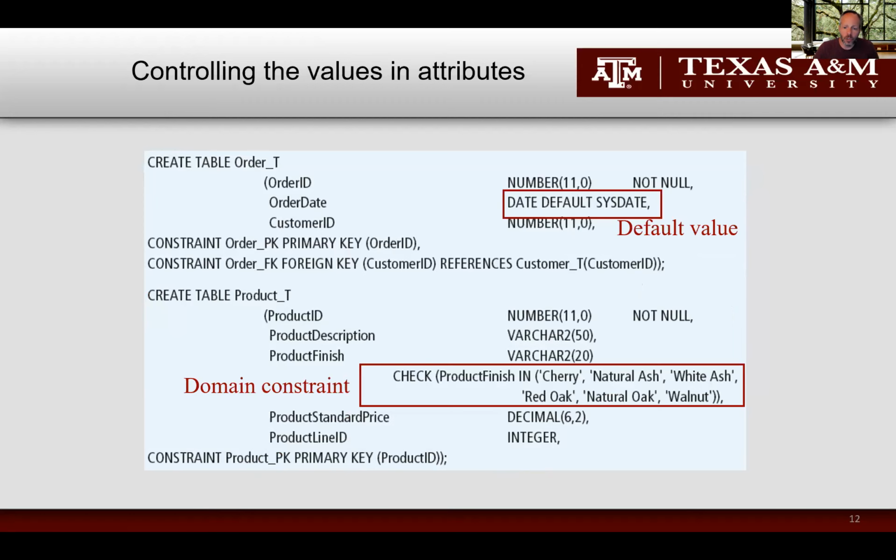You can see here some controlling of the values and attributes. Again, I already talked about the domain constraint, which is the finish of the wood. But the other one you can see up top here for the order table is that the date has a default date, which is whatever the system date is. So whatever the computer is currently reporting, the server or the client is reporting as the date and time. That's the default date and time for that order.